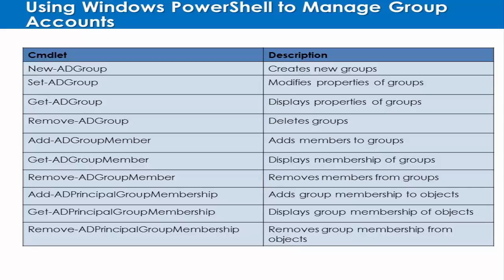We have add, get, and remove AD principal group membership. So it adds a particular group membership to an object as opposed to adding a member to a group. It's kind of like going the other way around.